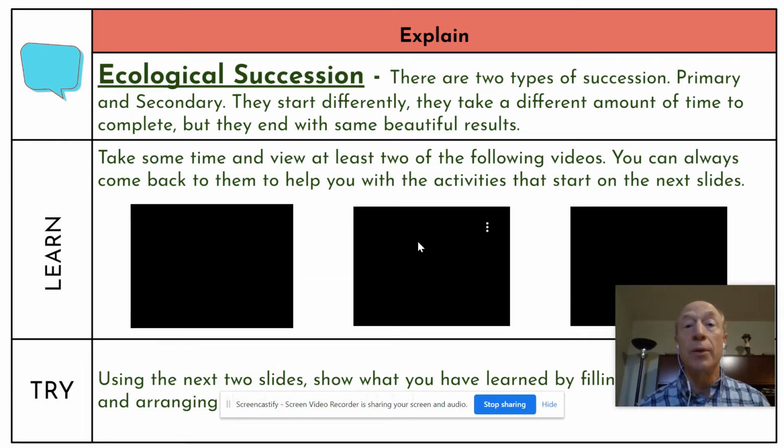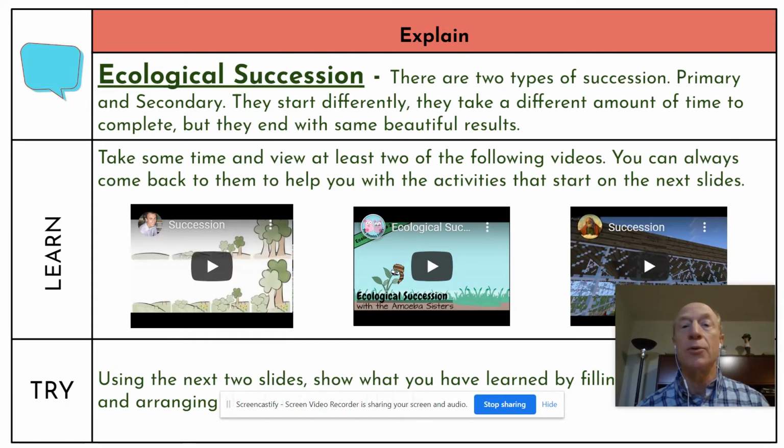Then the second part of this lesson is on something called ecological succession. That means things change over time. So an area that you look at now is going to look different 50 years from now or 100 years from now. So that's what that means. And these videos explain it. There are two types of succession: primary, which is first, and then secondary, which comes after.